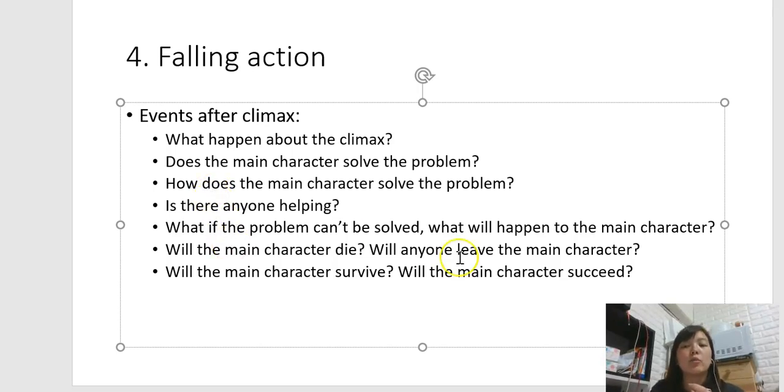If the problem can't be solved, what will happen to the main character? Will the main character die? Or will anyone leave the main character? Will it be a sad ending? Or if the main character succeeds, will the main character survive? Or what will happen afterwards? So this is what the following action should talk about. Explain what happened to the character after the main problem, after the main battle.